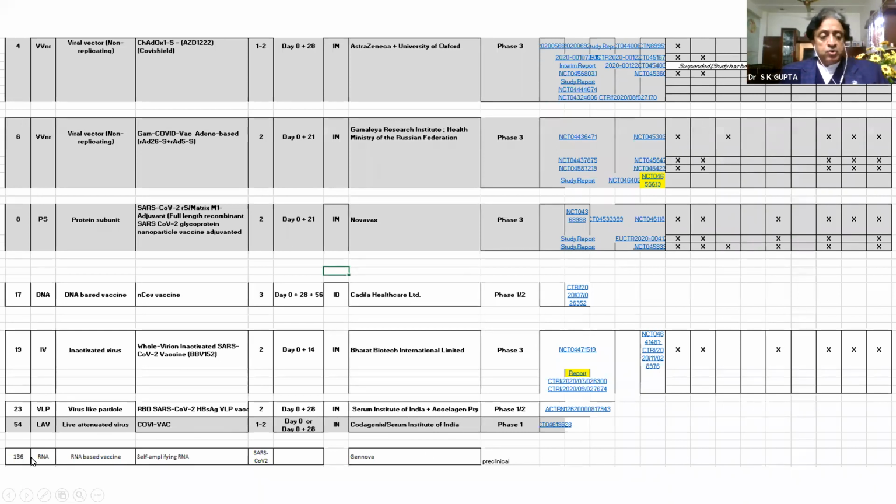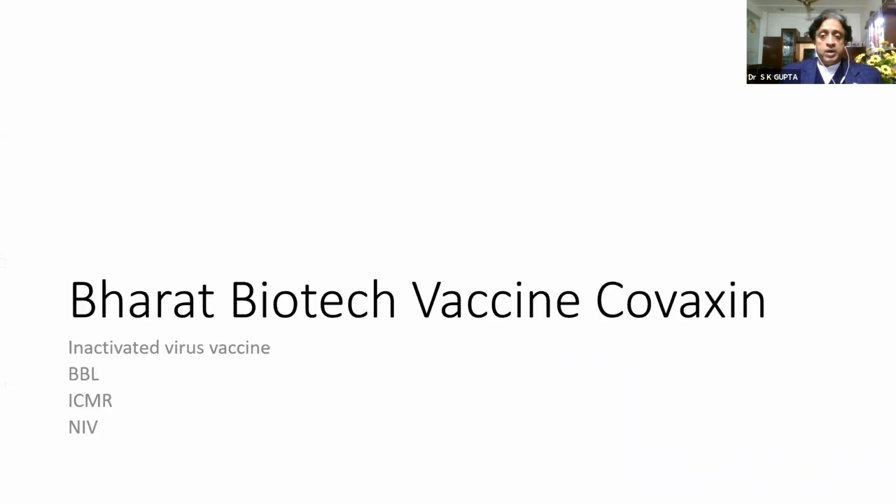And you might be surprised to know that even an mRNA vaccine is being developed by an institute based in Mumbai, Genova, and it is in the preclinical phase. So we have all sorts of vaccines on board. Which vaccine is likely to get a successful result and produce a good amount of antibodies? Only time will tell.